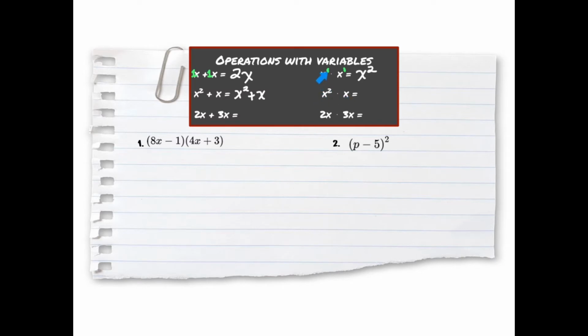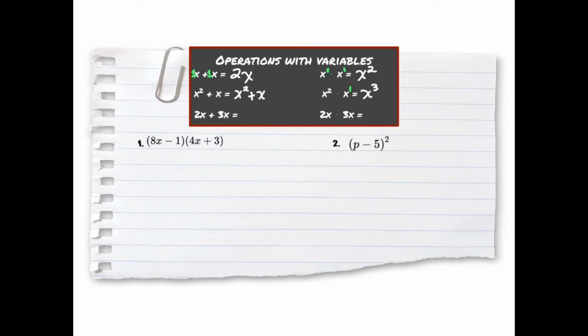Here, again, we're going to use our law of exponents because it's multiplication. Do not forget, there's an invisible 1 right here. So you're going to add exponents. That's going to give you x to the 2 plus 1, third power. Let's do that a little bit better. Third power. Okay. Very good.